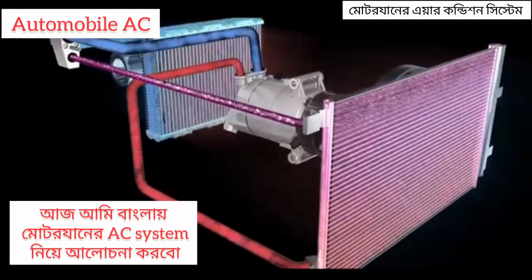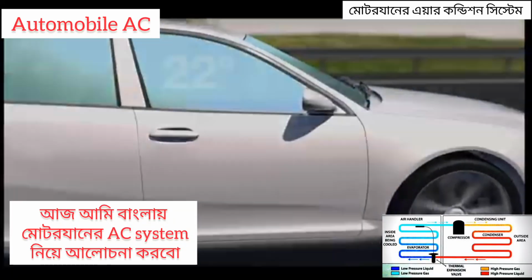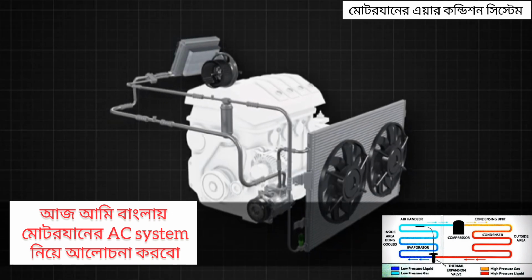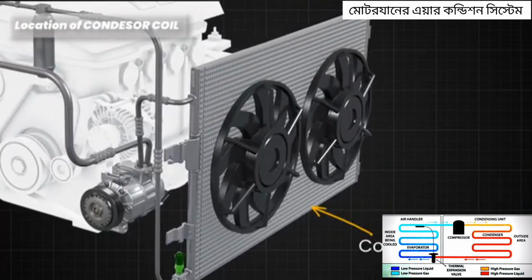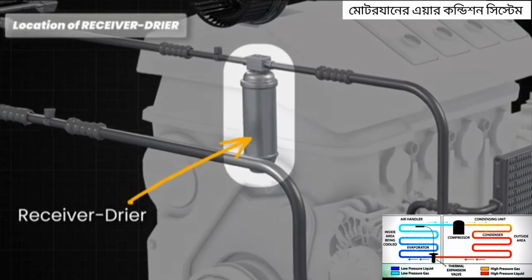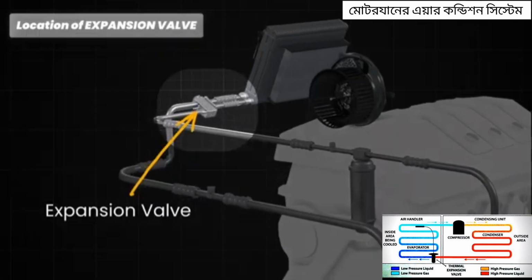Key components work together to cool the air inside your vehicle. First, we will see the locations of all components. One is the compressor. It is mounted on the engine block, usually located in front of the vehicle's radiator, located between the condenser and the expansion valve, typically located near the firewall.